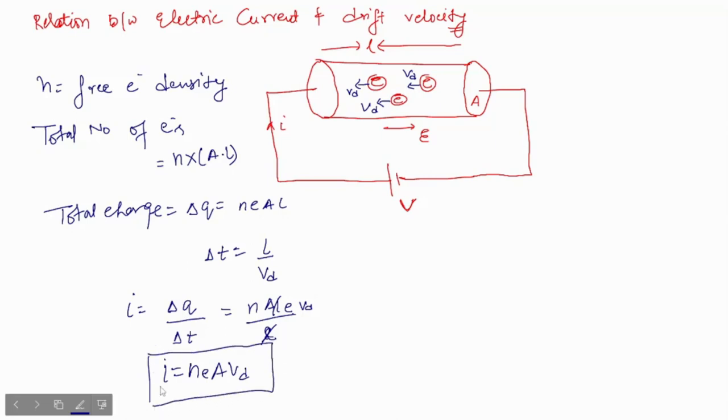This is the relation between electric current and drift velocity. Now, I by A can be written as J, right? So current density will be n into e into Vd. This is a relation between electric current and drift velocity. More problems can be designed by just manipulating this equation.